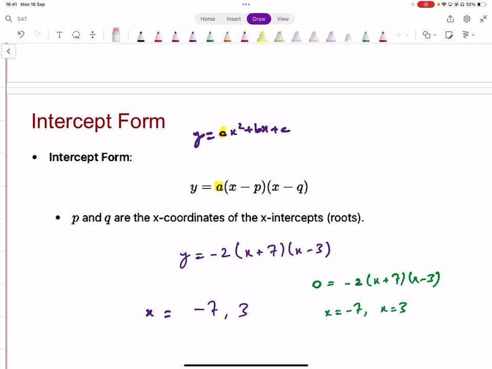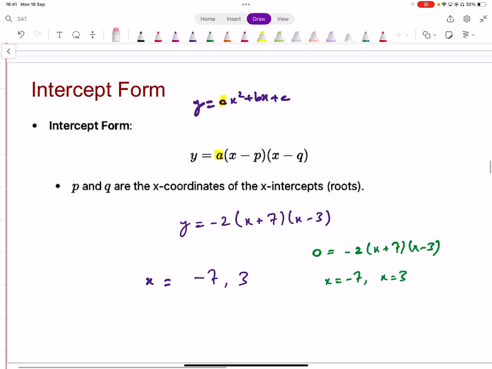Remember, it's a symmetric curve. Quadratic functions are always symmetrical. This curve is going to be like this, right? We already know the x-intercepts. What are the x-intercepts? Minus 7 and 3. So we can have the x-axis like this, minus 7 and 3.